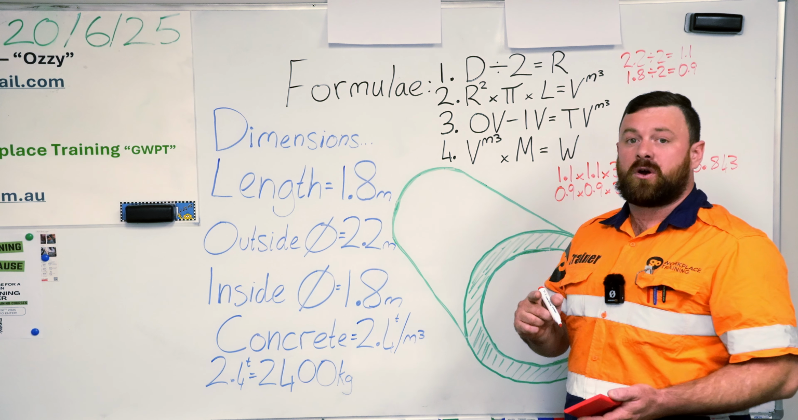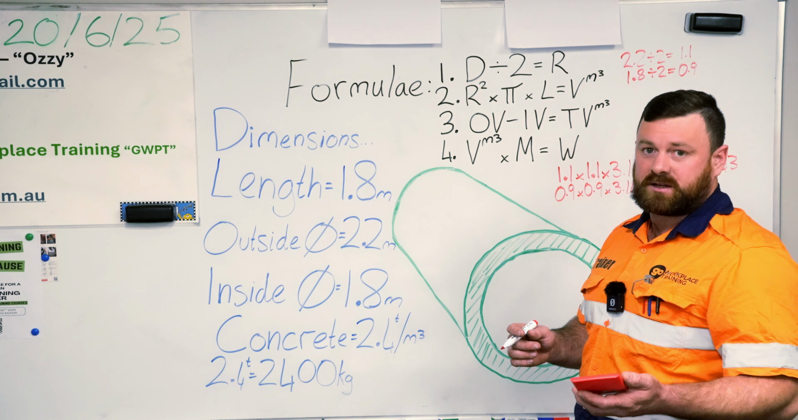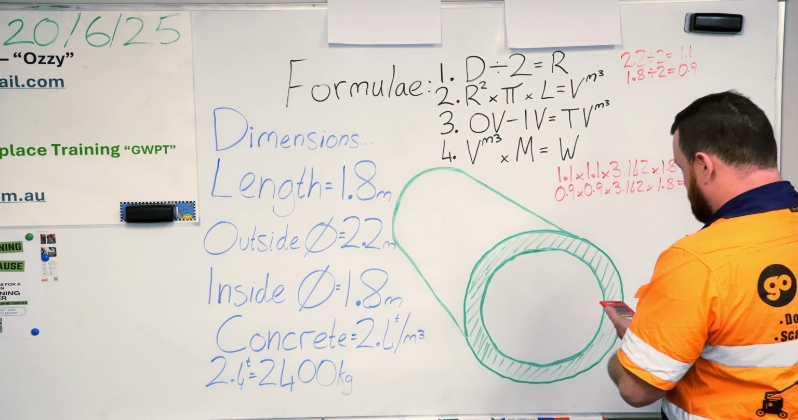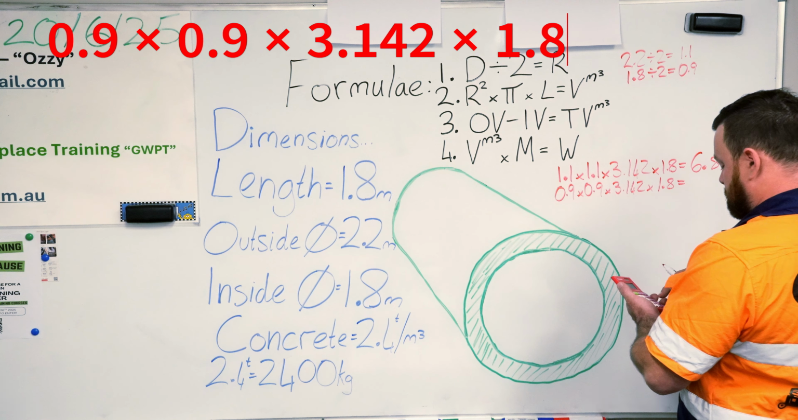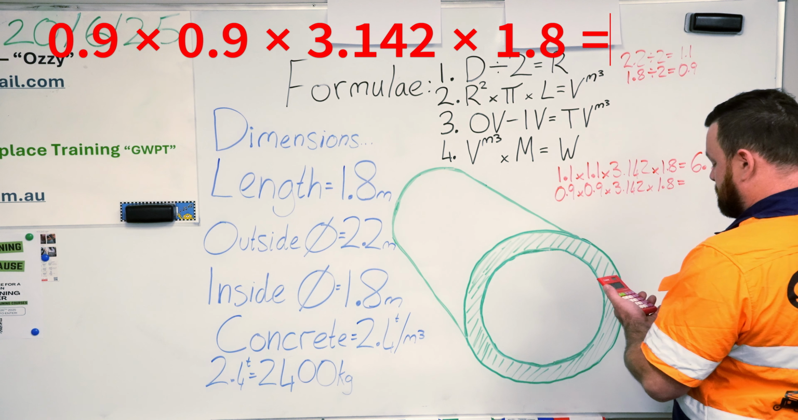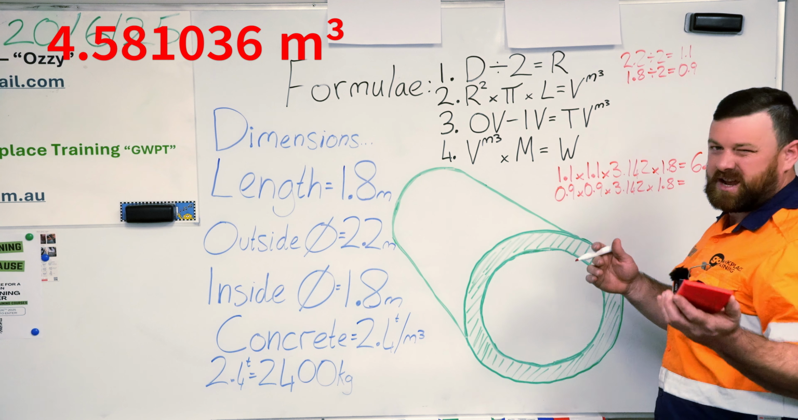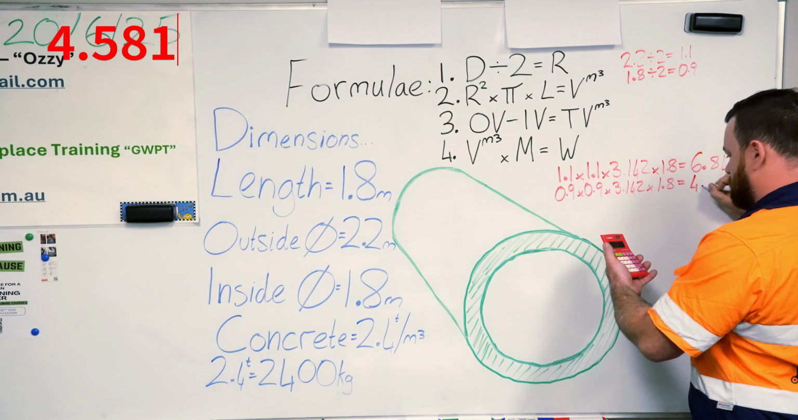Now it's important that you don't round any of the numbers at this stage. We're going to do rounding at the very end of this calculation. Now let's work out what our inside volume is. Let's do the same thing again for this part. 0.9 times 0.9 times 3.142, which is pi, times our length, which is 1.8, gives us 4.581036. Just take the first three numbers after your decimal point. So 4.581.